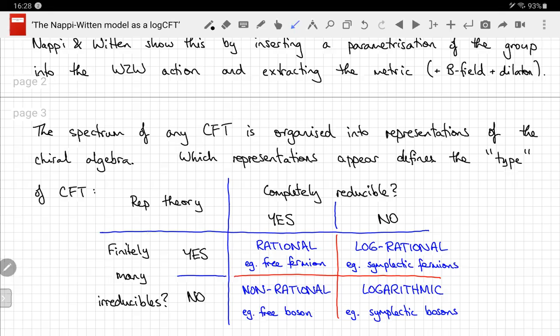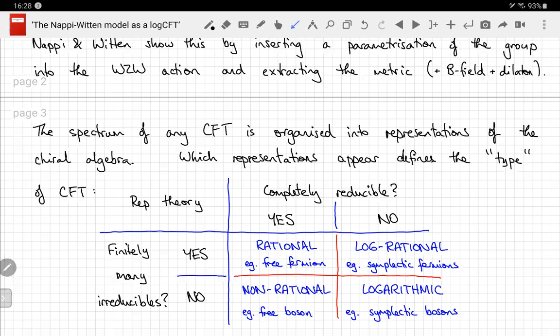Now, there are various ways of breaking that. So one of the most obvious ways is to say, well, everything's still completely reducible, but I have infinitely many irreducible representations. In that case, I will call it a non-rational conformal field theory, and the free bosonic string gives the standard example there. There are others, things like Liouville and possibly some others. I'm not really up to speed on these, but they're claimed to be non-rational in this sense.